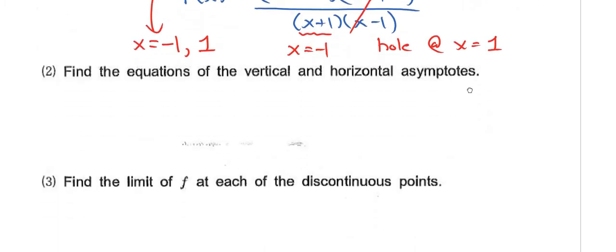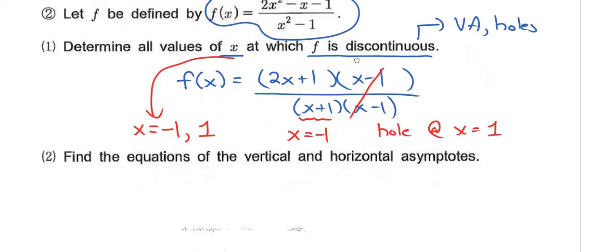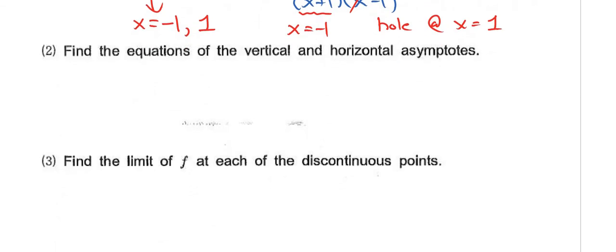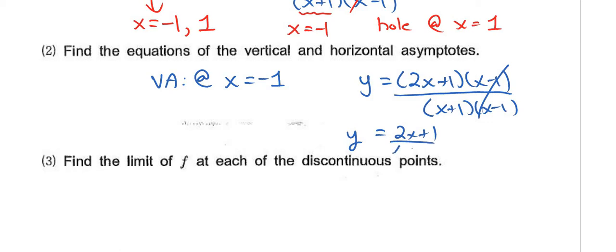Now question number 2: find the equations of the vertical and horizontal asymptotes. Okay, sorry, let me just get this settled here. Your vertical asymptote we already know from the first question: it's at x = -1. If I write the original problem again in factored form, it was (2x + 1)(x - 1) all divided by (x + 1)(x - 1). Those terms cancel off, and now you have (2x + 1) over (x + 1).